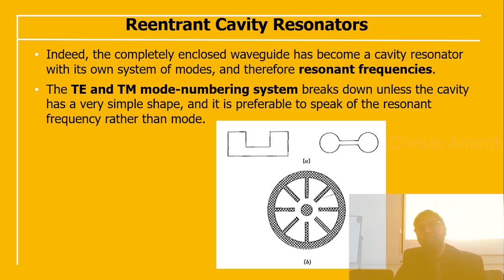So the completely enclosed waveguide has become the cavity resonator with its own system of modes, and therefore resonant frequencies take place. We have both the transverse electric as well as transverse magnetic mode numbering system, but that breaks down unless the cavity has a simple shape, and you can think about having a resonant frequency rather than the mode. This is the diagram we have with the reentrant cavity resonator.